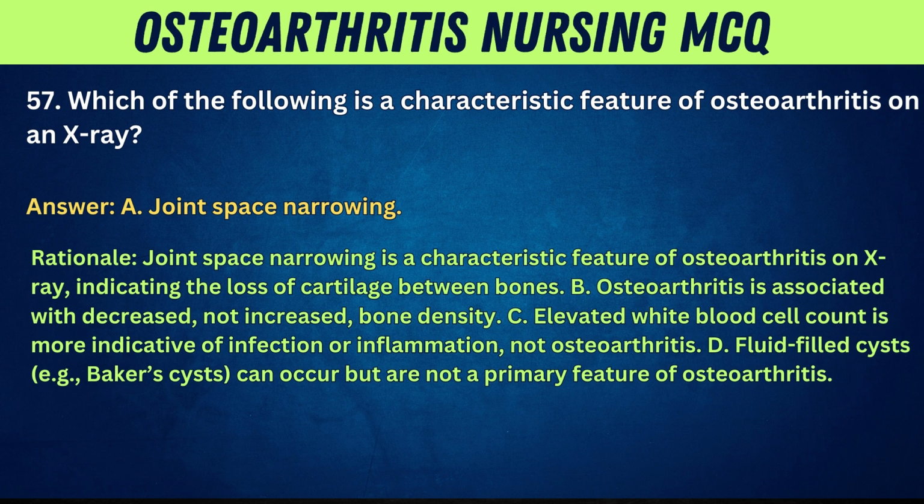Rationale: joint space narrowing is a characteristic feature of osteoarthritis on X-ray, indicating the loss of cartilage between bones. B. Osteoarthritis is associated with decreased, not increased, bone density. C. Elevated white blood cell count is more indicative of infection or inflammation, not osteoarthritis. D. Fluid-filled cysts, e.g., Baker cysts, can occur but are not a primary feature of osteoarthritis.